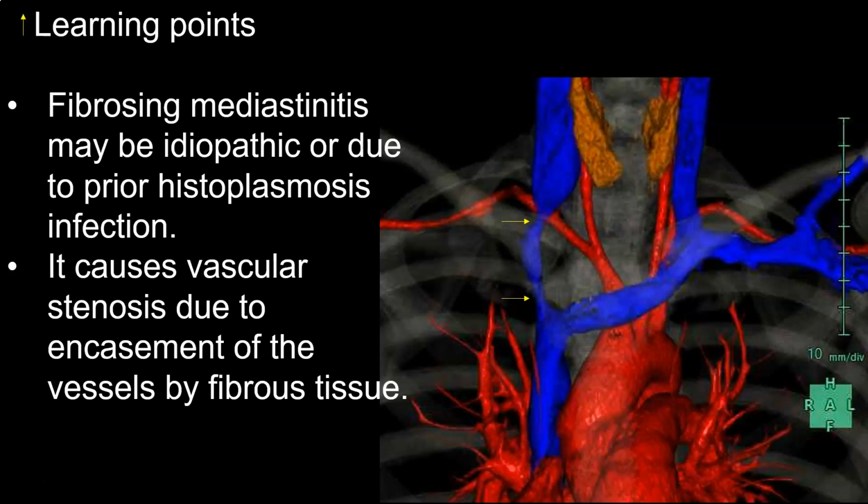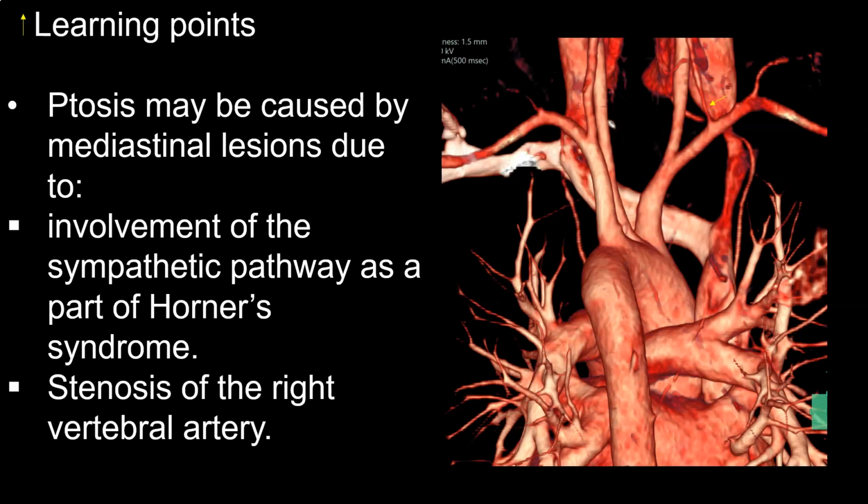Fibrosing mediastinitis may be idiopathic or due to prior histoplasmosis infection. It causes vascular stenosis due to encasement of the vessels by fibrous tissue, both on the arterial and on the venous sides. Ptosis has been the presentation in the present case, and ptosis due to mediastinal disease can be explained by one of two mechanisms: the involvement of the sympathetic pathway as a part of Horner's syndrome, or, as in the present case, also due to stenosis of the right vertebral artery.